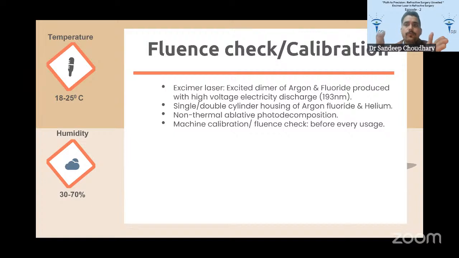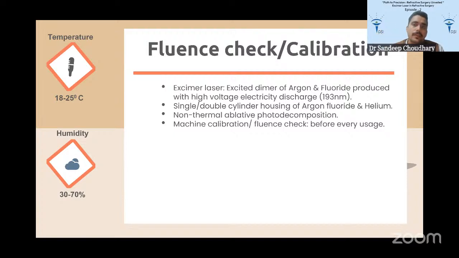The gases, argon fluoride and helium, come in a single or double cylinder housing, depending on the machine. In the one which we use, EX500, it has a single cylinder housing of argon fluoride and helium. So a high voltage electricity discharge through this will create an excited dimer of argon and fluoride, which tends to create non-thermal photo decomposition.